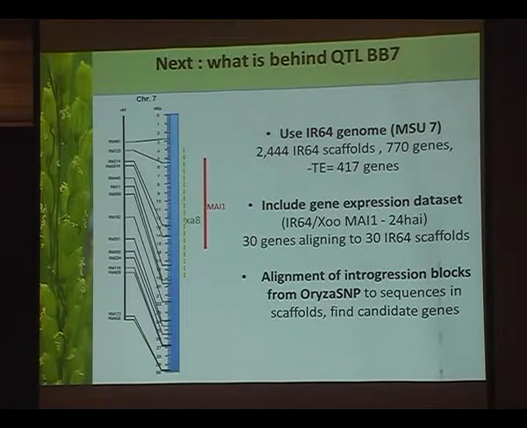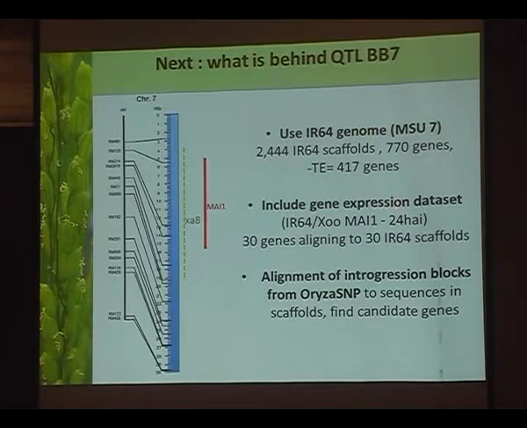With all the data that are available now for rice, we hope to narrow down this QTL and to go quickly to the identification of some genes. So what we have done is to use the IR64 genome, the MSU7 version, and so we have a huge number of IR64 scaffolds, a huge number of genes. Without the transposable elements, we still have 417 genes in this region of the QTL.